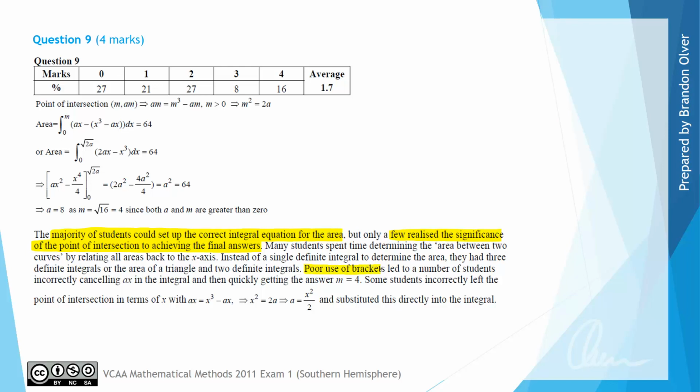Poor use of brackets led to a number of students incorrectly cancelling ax in the integral, and then quickly getting an answer of m equals 4. And finally, some students incorrectly left the point of intersection in terms of x, and substituted this directly into the integral, which would not have helped them progress with the question.